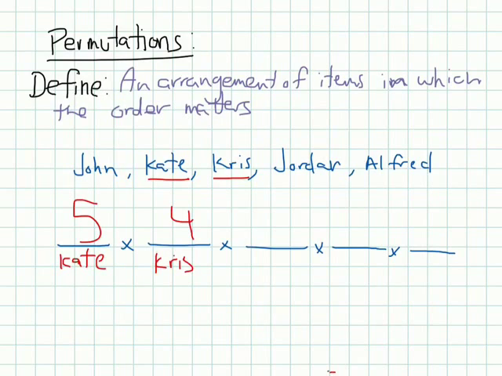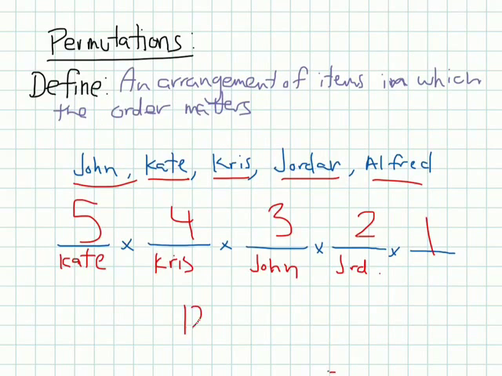Let's say Chris went into the 2nd slot. Now how many people are there to choose from? Only 3. Let's say it was John. And then Jordan gets selected. And now there's only 2 people left, and then lastly there's only Alfred, there's only 1, right? So the number of different ways is going to be 5 times 4 times 3 times 2 times 1. Or in this case, 120 different ways that they could line up.